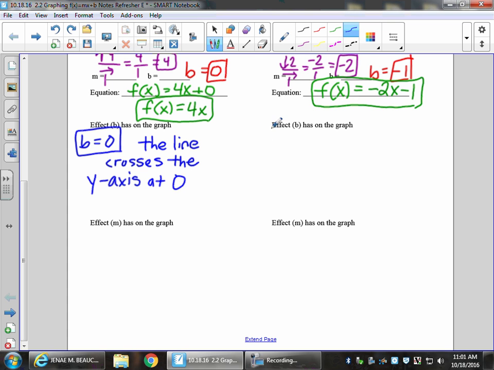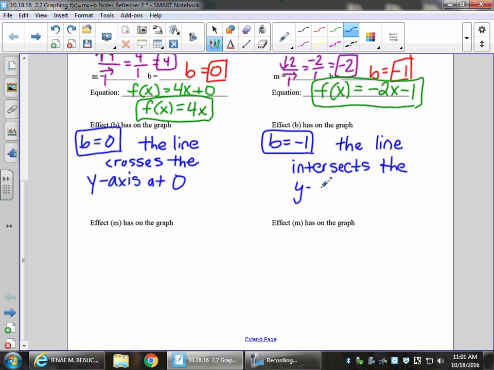What was b for graph 2? What was b over here? -1. Look at the graph. How did that affect the line? The line crosses where? Or the line intersects? Yes, the line intersects the y-axis at -1. So b is our y-intercept. It's where the line crosses the y-axis.